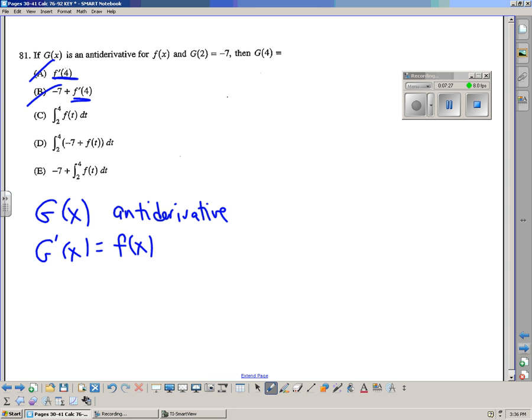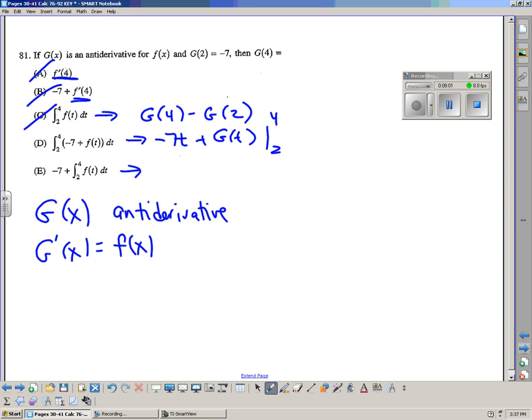So now we'll talk about this. The integral from 2 to 4 of f of t dt, well, since g is an antiderivative, this would be g of 4 minus g of 2. So g of 2 is -7, so this isn't quite g of 4. The integral from 2 to 4 of -7 plus f of t dt, you'd have to take the antiderivative of -7, which is -7t, plus g of t evaluated from 2 to 4. And certainly you could see very easily that's not just going to give you plain old g of 4.